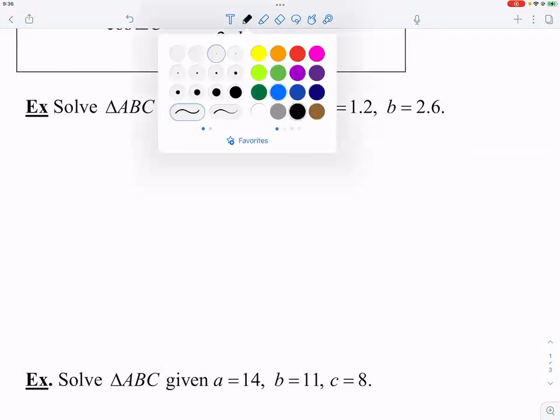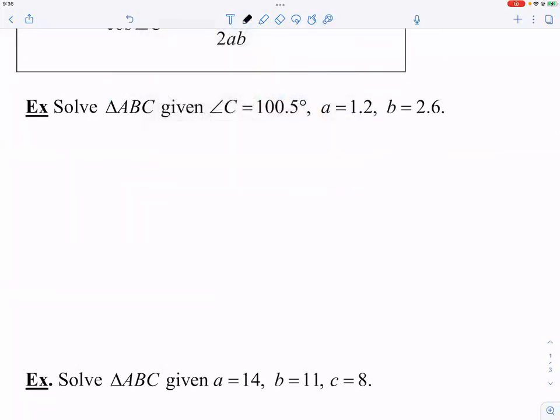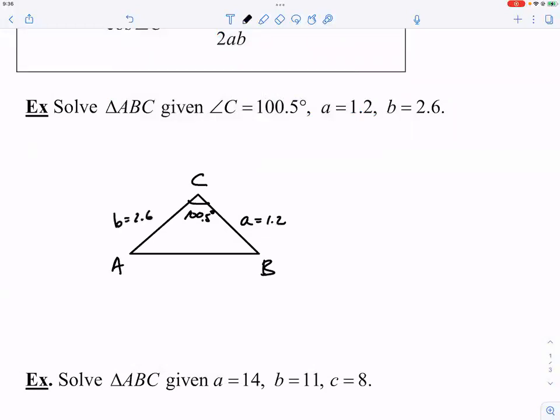So we have a triangle ABC, and angle C right here is obtuse. Let's say this is C, this is A, this is B, and this is 100.5 degrees. A is equal to 1.2, B is equal to 2.6, and we have to solve this triangle. Make sure that you have some tools ready: the law of cosines, and also the tool from yesterday, the law of sines.